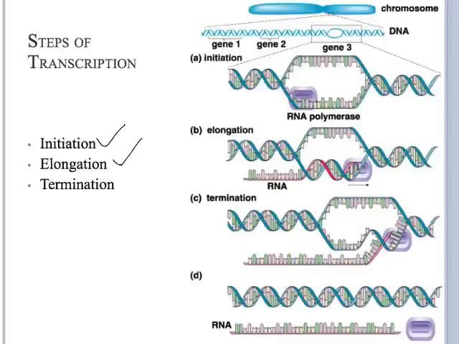Elongation is where I elongate or build my new growing RNA molecule. So you can see that here. I have an elongated or growing RNA. And then termination is where I'm going to stop transcribing.